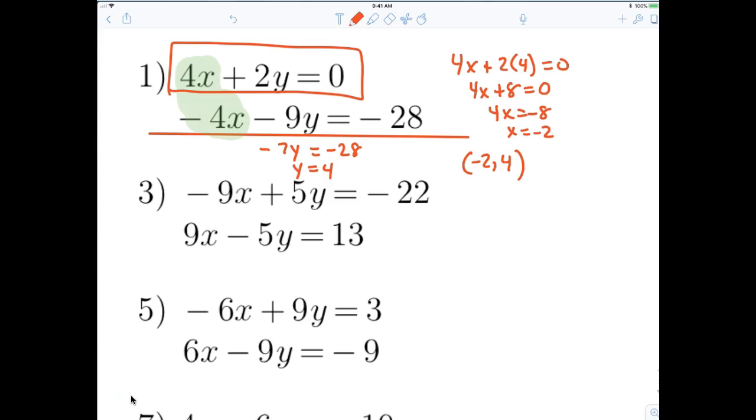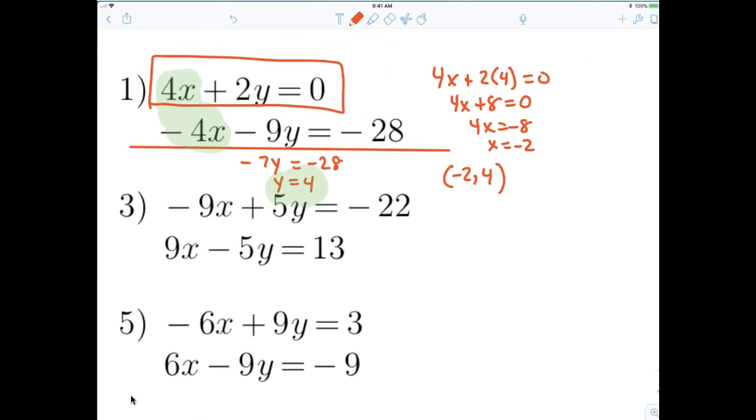Jack, I saw your face turn a little bit there. What's up? You got 4x plus 2 parentheses 4. Because y is what, Jack? Y is 4. So wherever I see a y, I put what? What does y equal, Jack? 4. Wherever I see a y, I put 4, because they are equal.